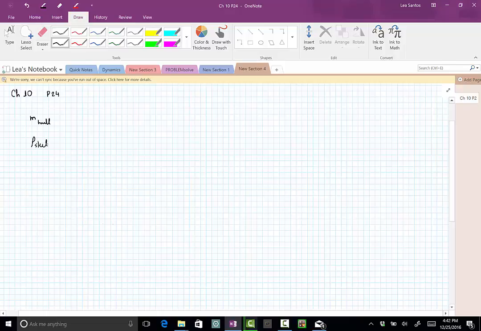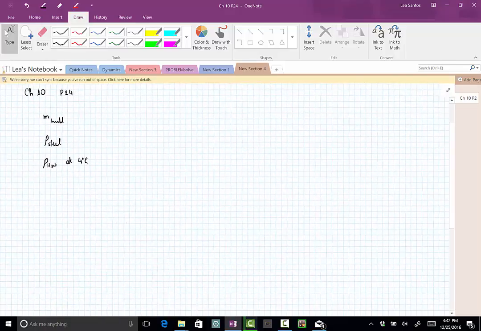The hull is of a ship which is inside the water. They don't tell us, but we are assuming that this water is just water at 4 Celsius, so we also know the density of the water. And we want to know what is the tension in the crane's cable when the hull is submerged in this water.